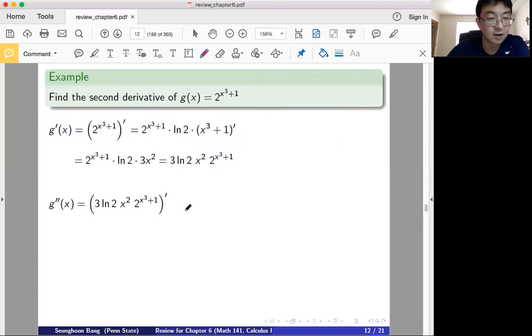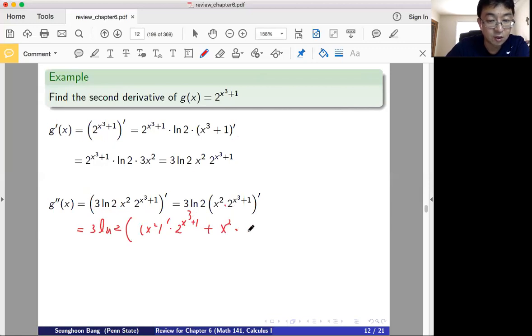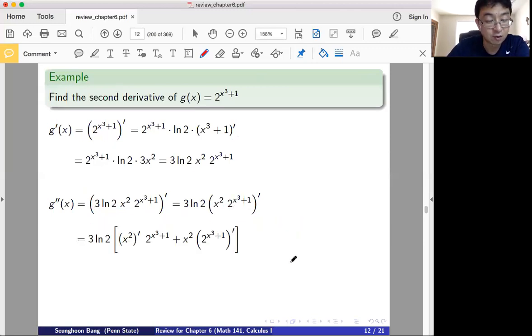What about the second derivative? You can take out the constant. You can use the product rule. So we have 3 ln of 2 times x squared prime times 2 to the x cubed plus 1, plus x squared times 2 to the x cubed plus 1 prime. We can use the product rule. So what's x squared prime? X squared prime is 2x.